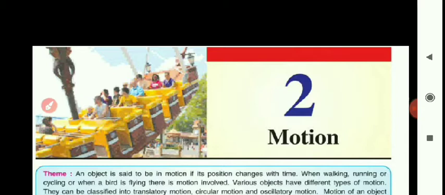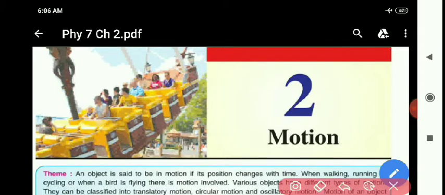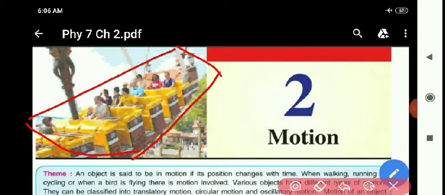What is motion? Motion is related to the movement or change of position. If an object is changing its position, moving from one place to another, the object is in motion. Okay? See, a picture is given, and you can understand motion after looking at this picture. Okay?